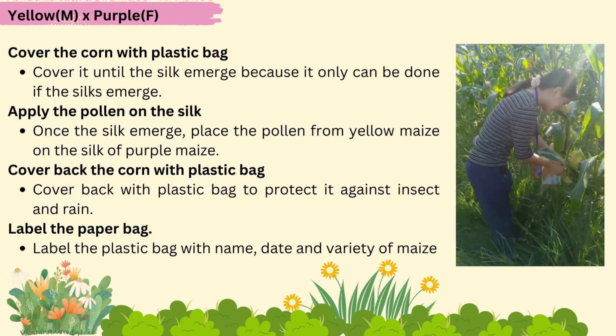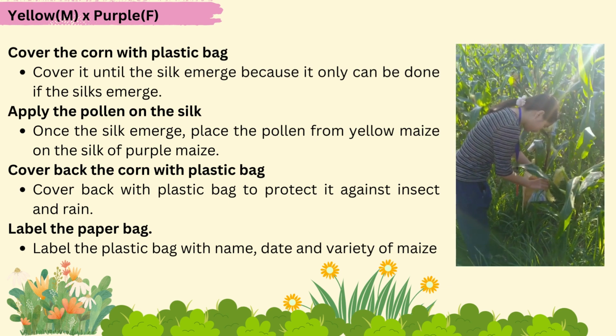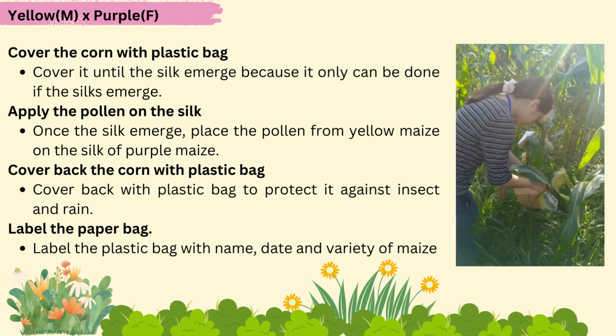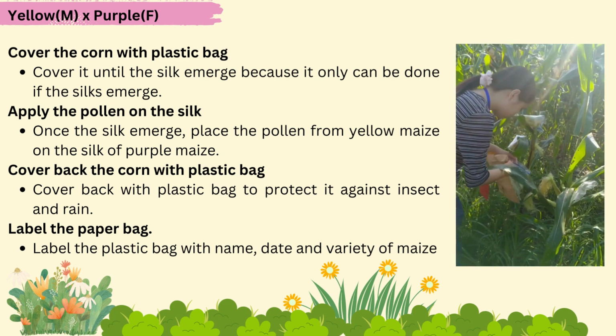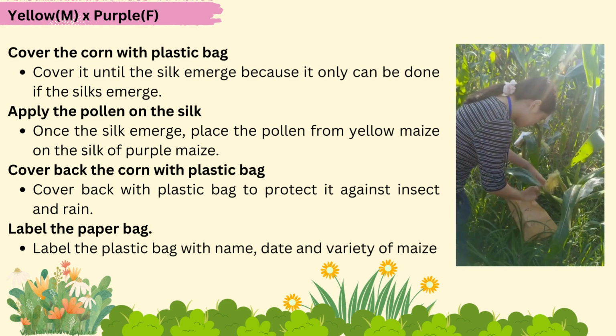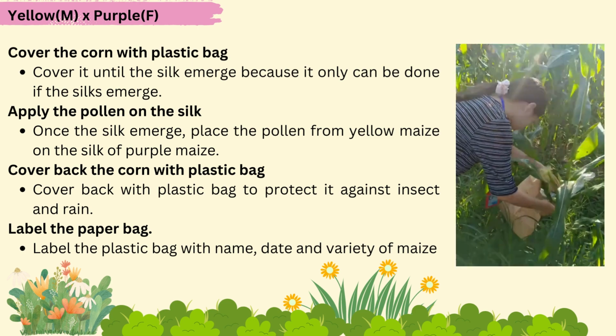The steps involved for cross-pollination of maize between the male parent, which is yellow maize from variety 316, and the female flower, which is purple maize from variety 319, is first to cover the ear of purple maize from variety 319 until the silk emerges, because pollination can only be done after the silk emerges.